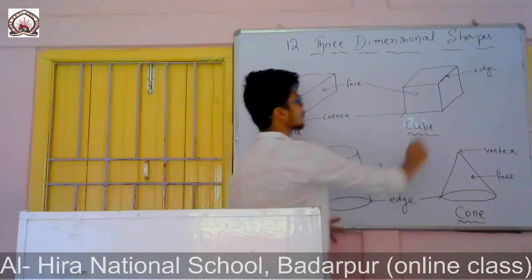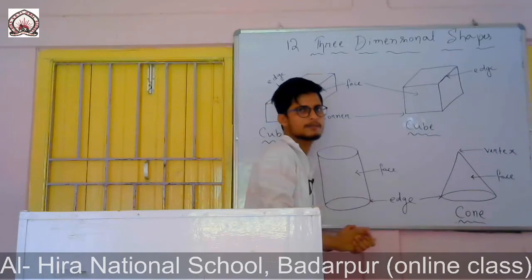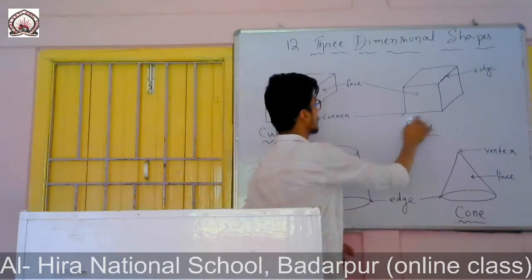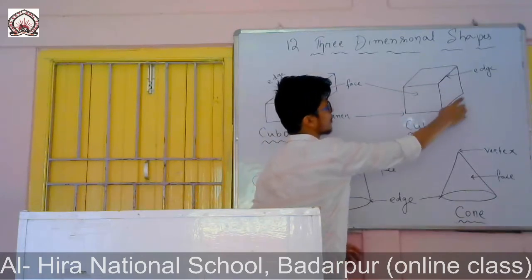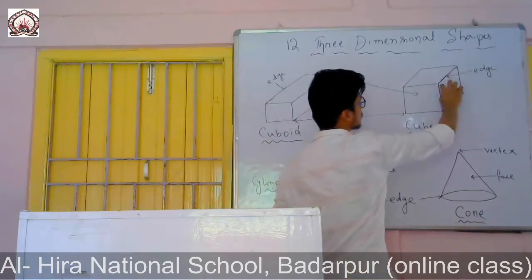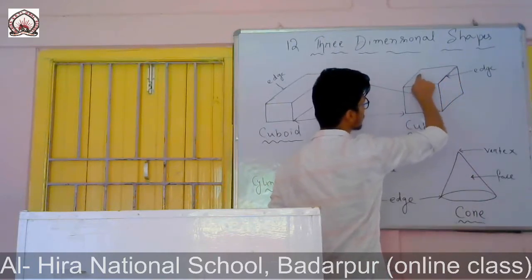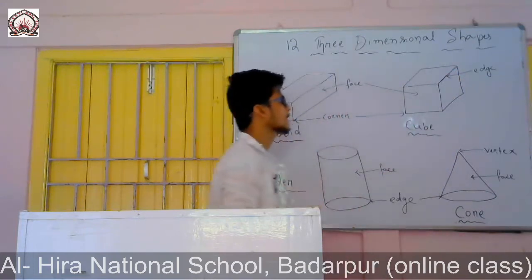This is a cube. The length, breadth and height are all the same. So this is a cube. This is a corner of the cube. These are the faces. This is also a corner. This is also a corner. These are corners. These are the edges. These lines are the edges of a cube.